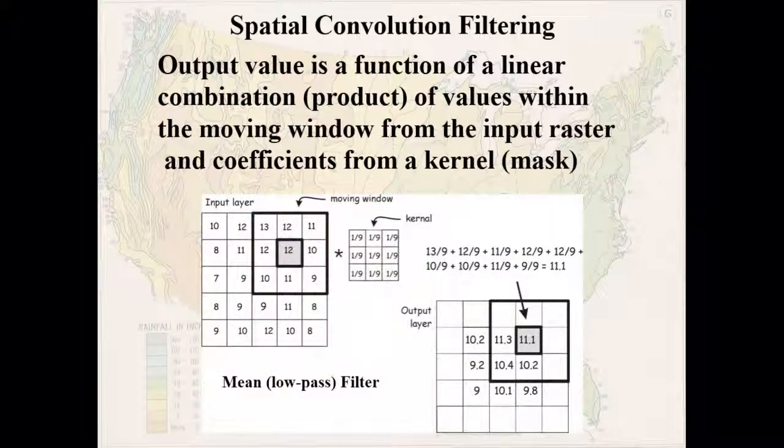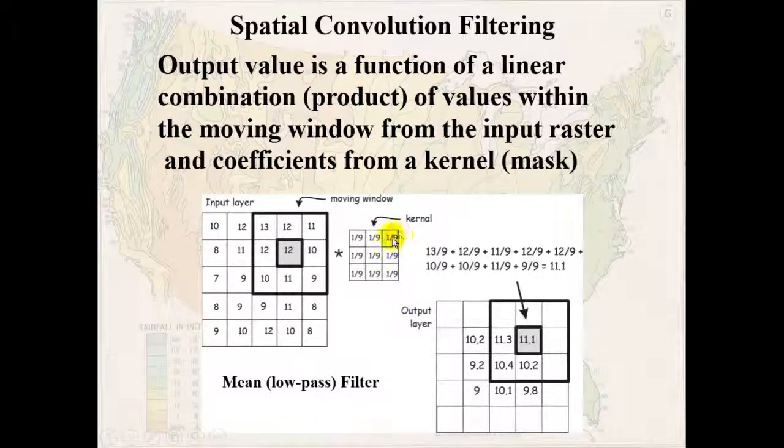So how does a filter work? You have your neighborhood, and you have an input raster, and you multiply the values in your neighborhood by what's called a kernel. And the kernel can assume different values depending upon what type of filtering you want to use.